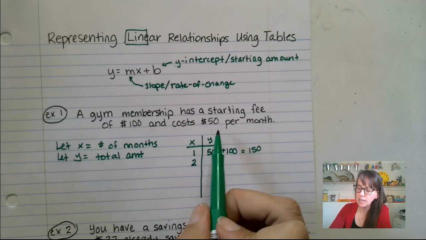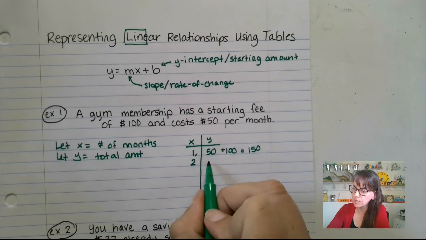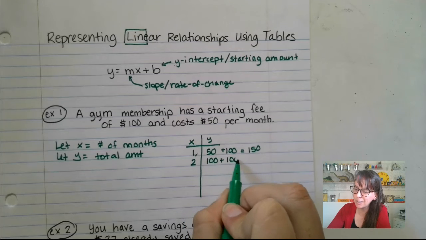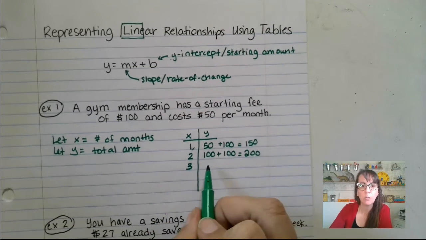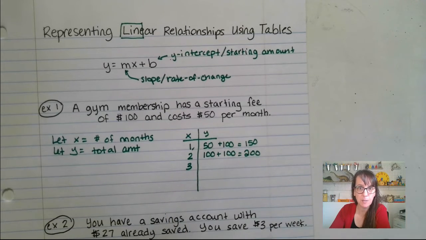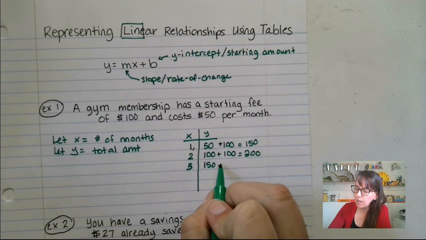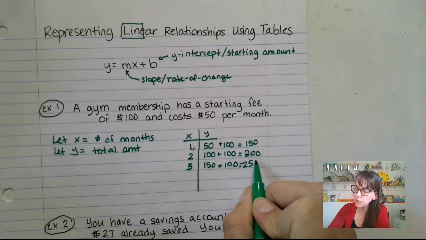2 months is going to be $100 because you've got 50 times 2, so it's $100 plus that starting fee of $100, which gives us $200. Let's try 3 months. Okay, so 3 months is going to be 3 times 50, which gives us $150, plus $100. That's going to equal $250. You're starting to see a pattern here.